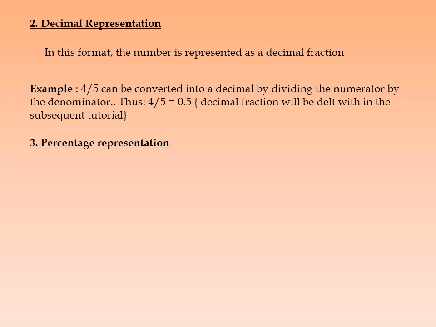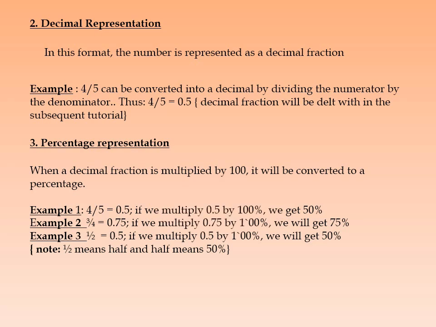Now let's look at the third one, which is a percentage representation. When a decimal fraction is multiplied by 100, it will be converted to a percentage. You can see the three examples below. We have 4/5, which equals 0.5. If we multiply 0.5 by 100%, we get 50%.